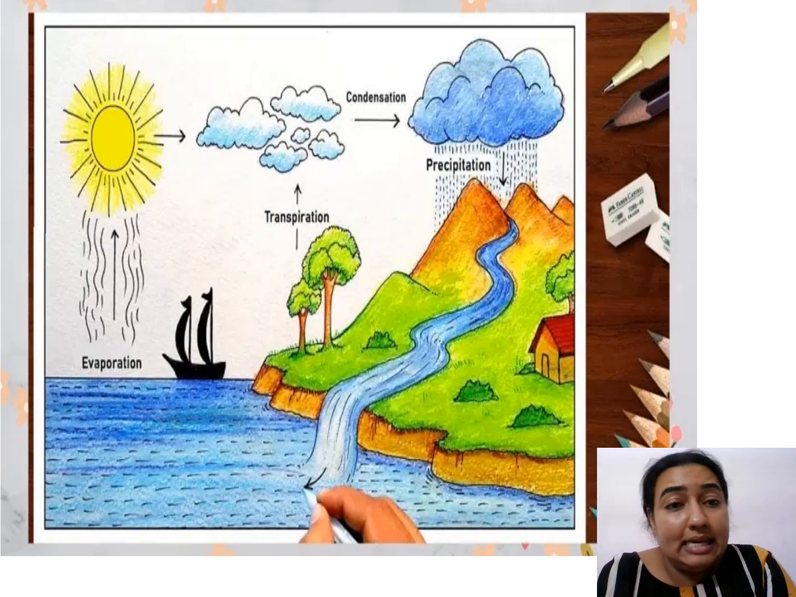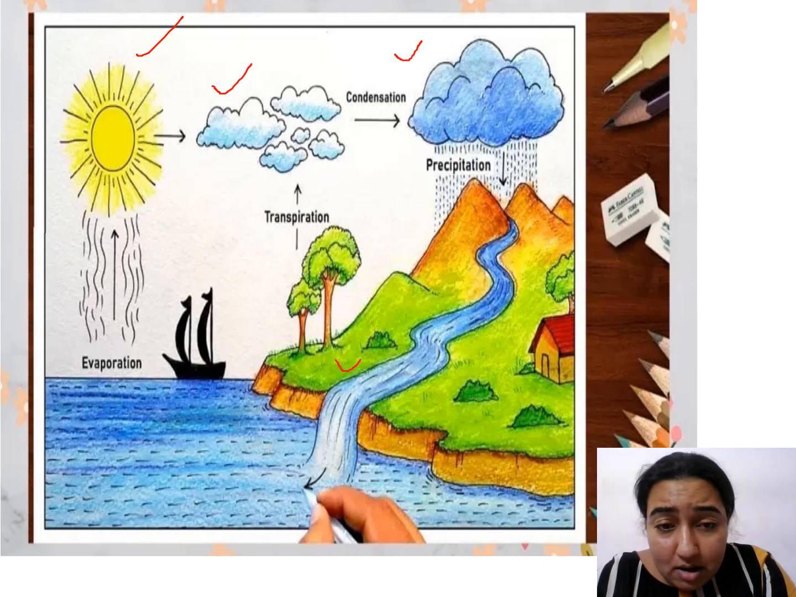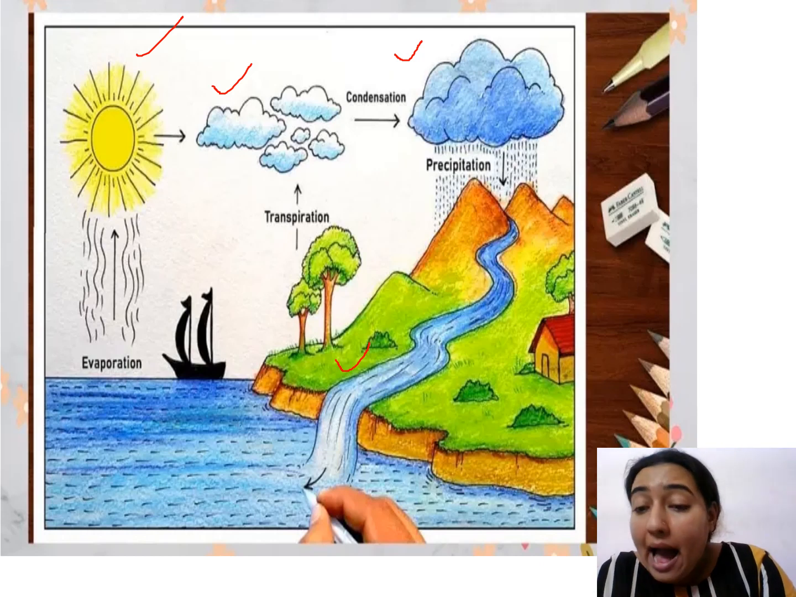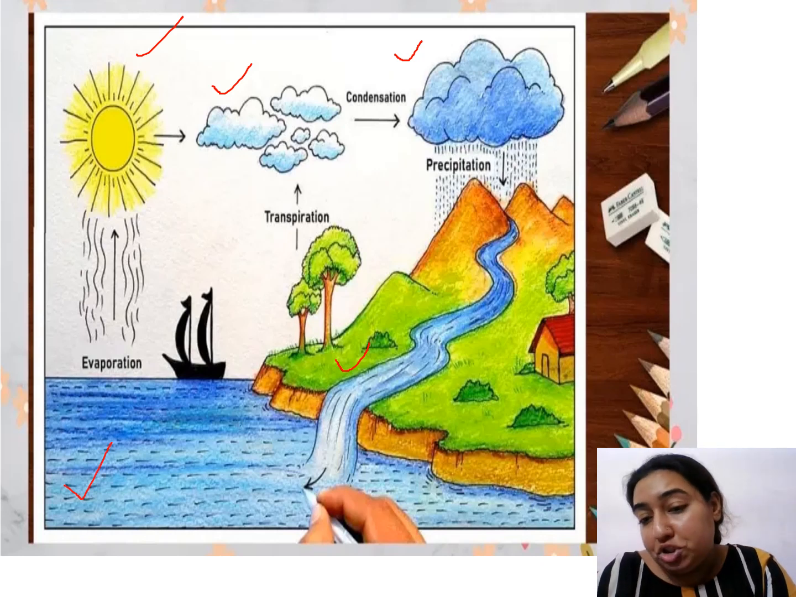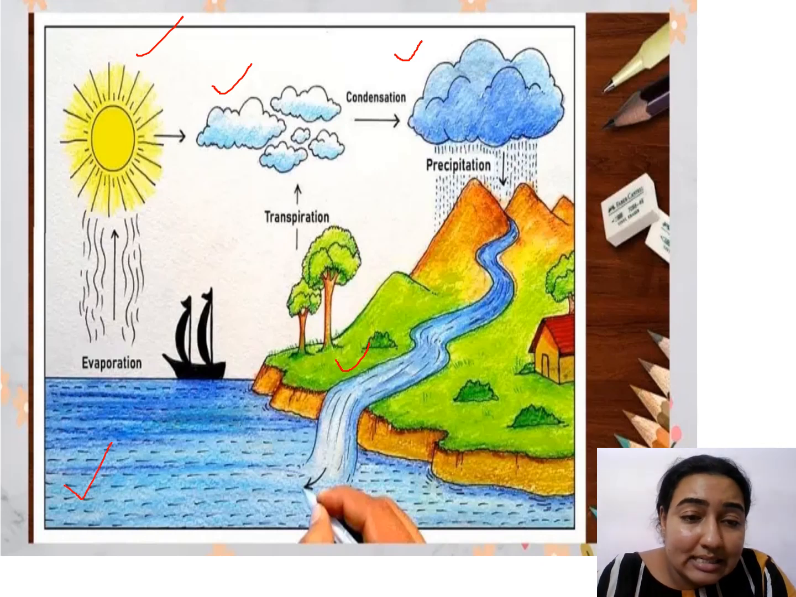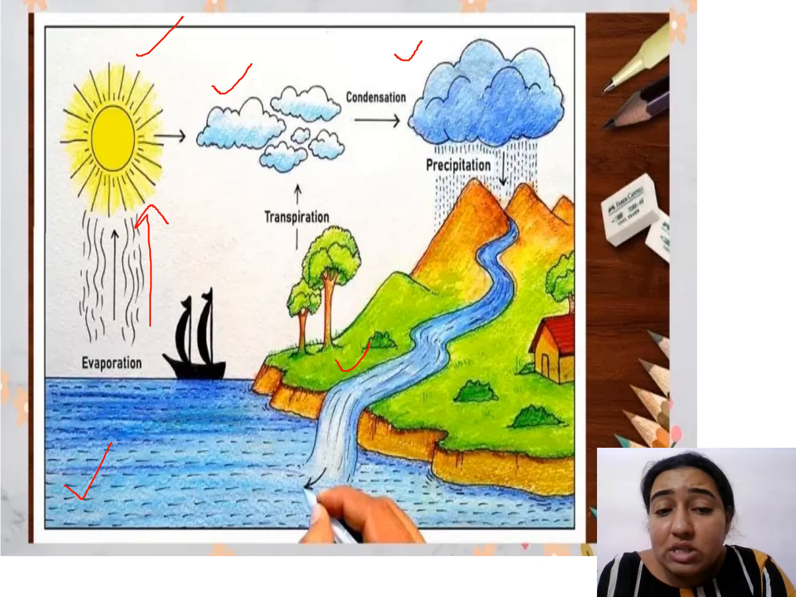Now I can see that the sun is over here. We can see clouds, rain clouds, a river, a few arrows, and lakes, oceans, whatsoever. Then we can see some arrows going up. So yes, now we can also see that trees are having this process and this is having this process.